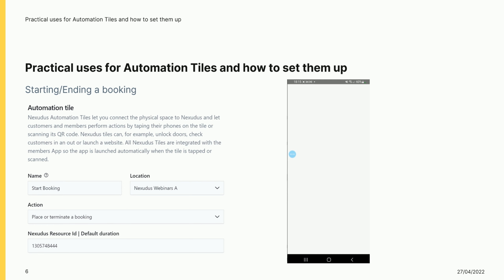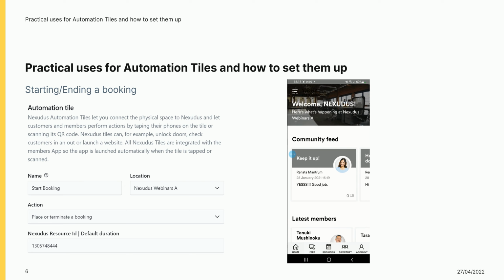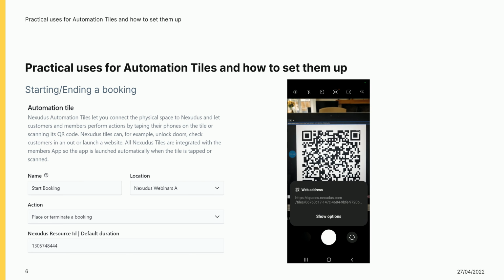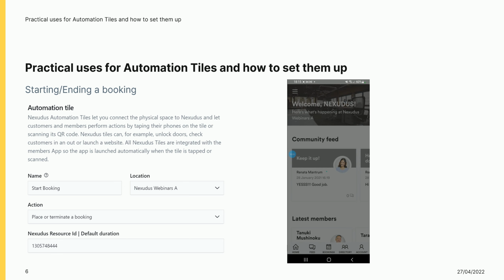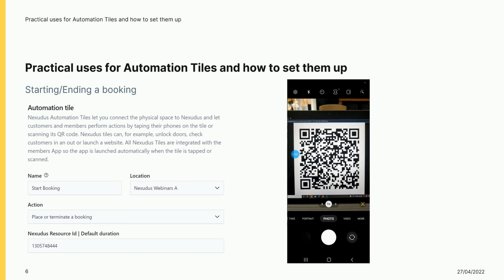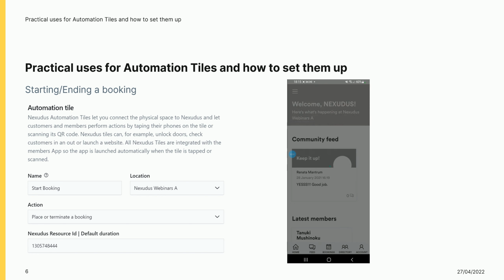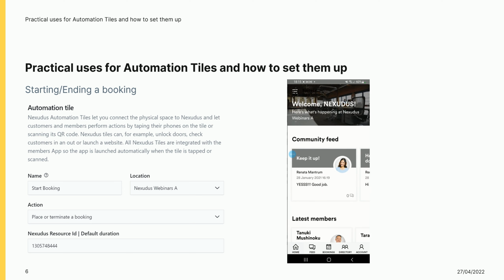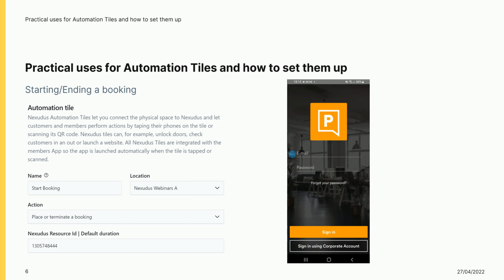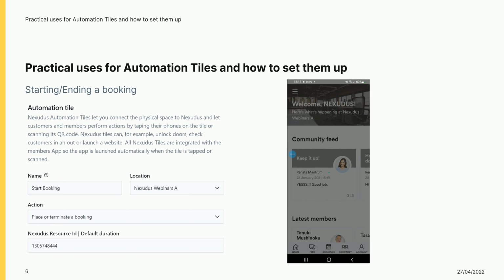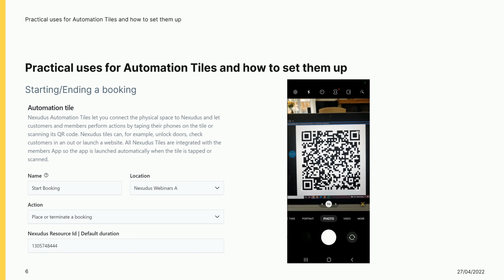So now that we understand the basics, let's take a look at some example scenarios in which you can make use of automation tiles. Starting and ending a booking. If you are fairly flexible with some of your booking resources and do not require customers to book in advance, you can use automation tiles to both start a booking and end a booking. For example, let's say that you have phone booths that customers can use when they need to jump on calls. Perhaps you're happy for customers to walk in and use these booths without any prior booking, but you would still want them to pay for this.